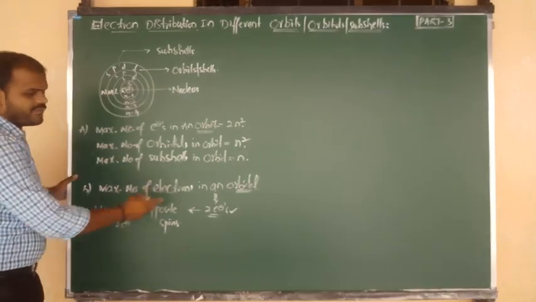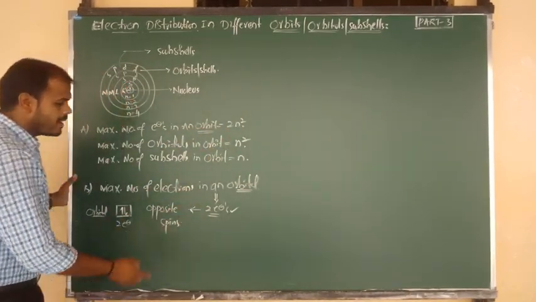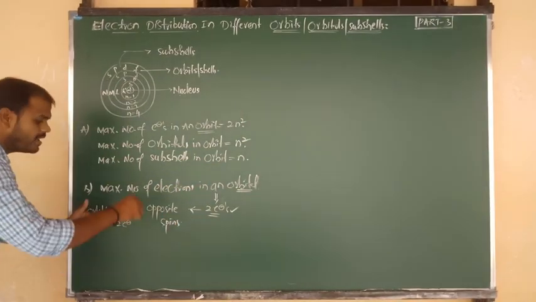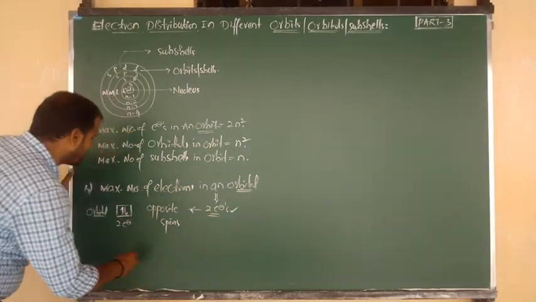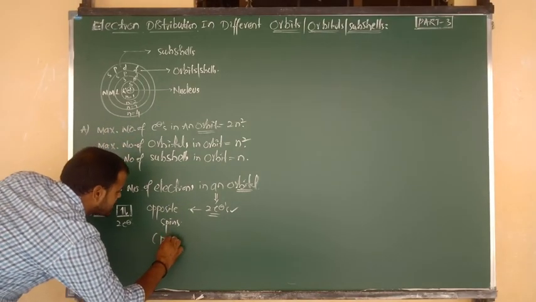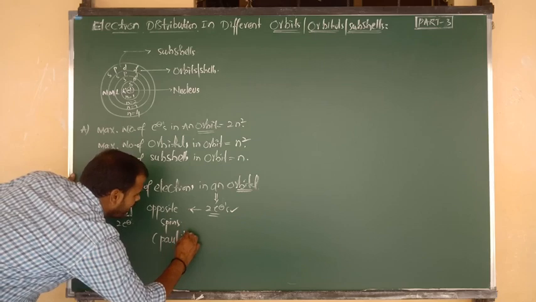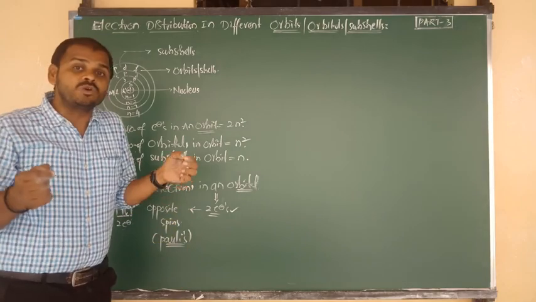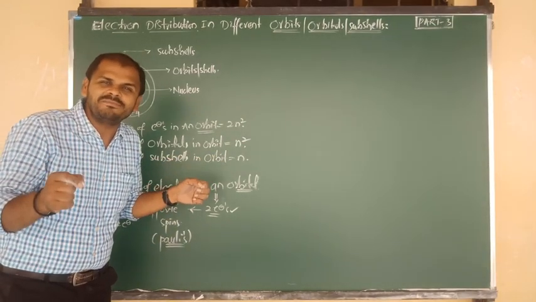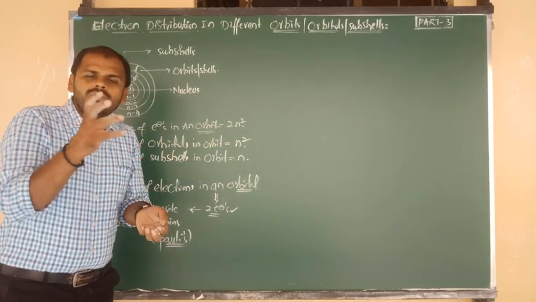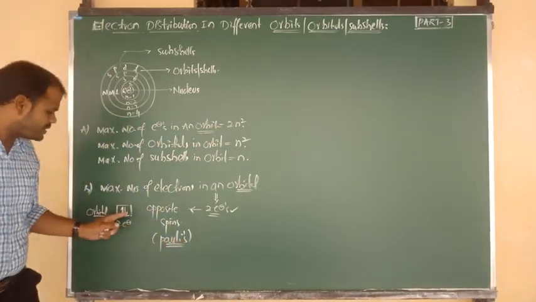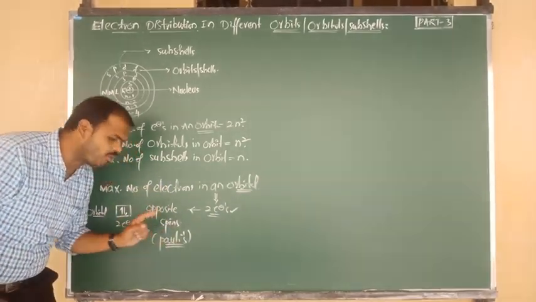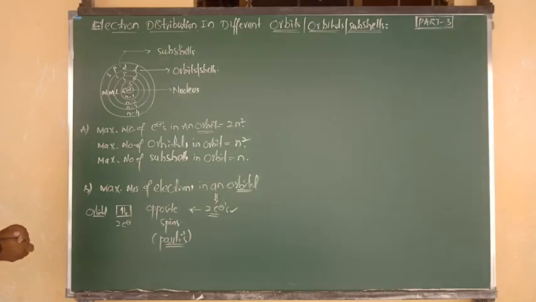Maximum number of electrons in an orbit is 2n square; maximum number of electrons in an orbital is only 2 electrons, and they have opposite spins. This concept was given by a scientist, Pauli. This is called Pauli's exclusion principle. As per Pauli, one orbital can accommodate only 2 electrons, and such 2 electrons have opposite spins. Okay?